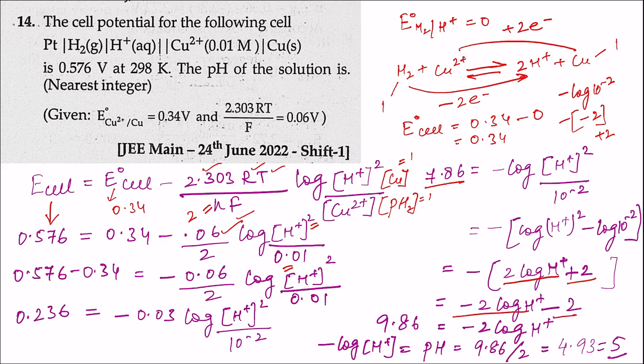Then taking minus 2 to the left hand side, it will be 7.86 plus 2, which is 9.86, which is equal to minus 2 log H plus. Taking 2 to the left hand side, this becomes minus log H plus, which is actually the pH of the solution, is equal to 9.86 divided by 2, which is equal to 4.93, or approximately it is equal to 5. So pH of the solution to the nearest integer will be 5.